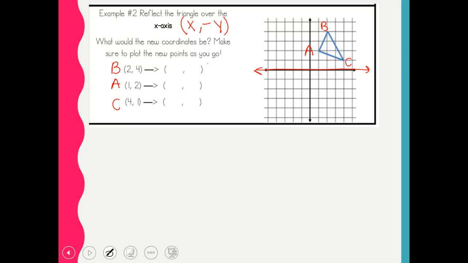What's B prime going to be? Say it louder. (2, -4). What's A prime going to be? (1, -2). What's C prime? (4, -1). So now we're going to graph that. So we're going to have (2, -4) is B prime. (1, -2) is A prime. And then (4, -1) is C prime.